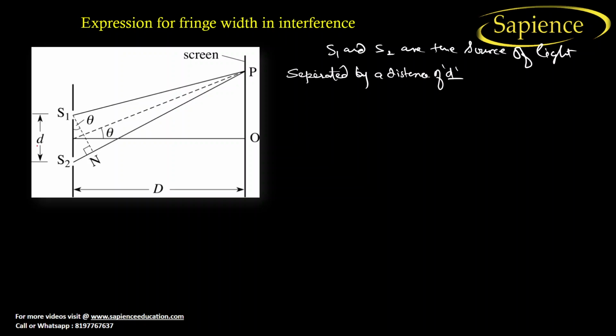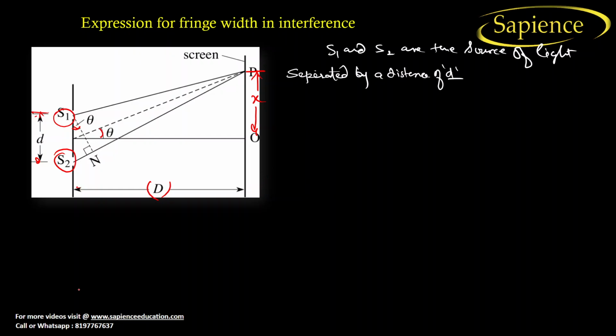So we can see that the two slits are there, and their slit distance is small d, and this is the screen. Capital D is the distance of the screen from the source of light, and this distance from the central fringe to the next fringe is considered as x. This is an angle theta, which we can find with the help of geometrical concepts.